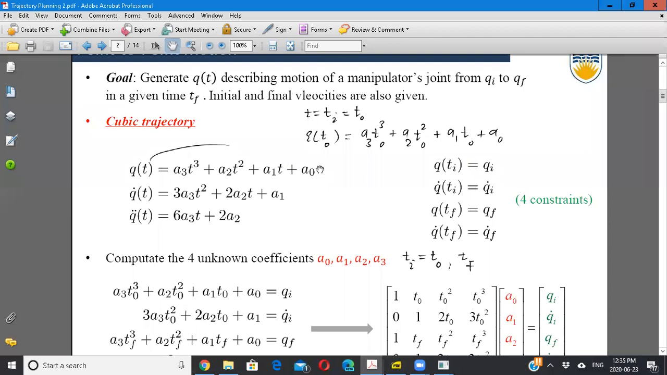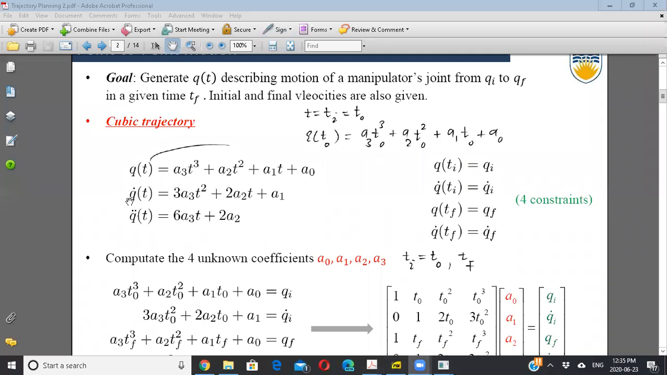The t's order is increasing. So here the t's power is 0. Here the t power is 1. Here t squared, t cubed. So what order polynomial is this? Anyone? What is the order of this polynomial? Third order. That's the highest order that you see in the polynomial.